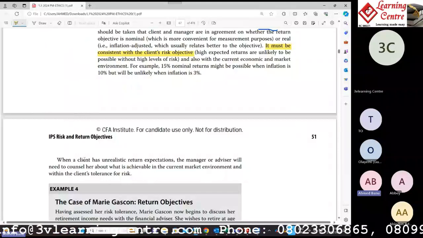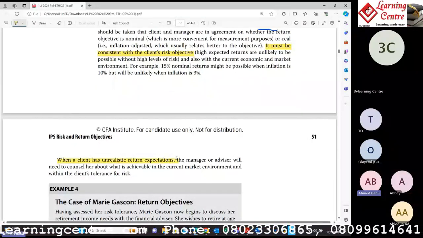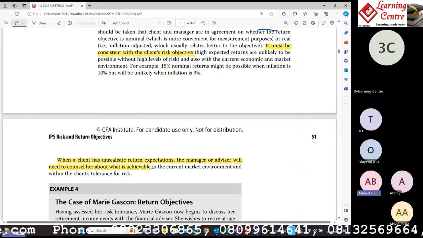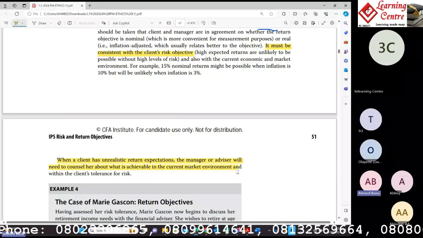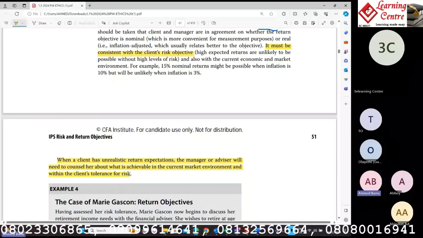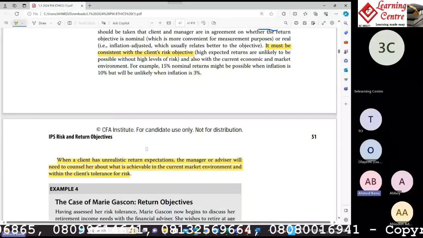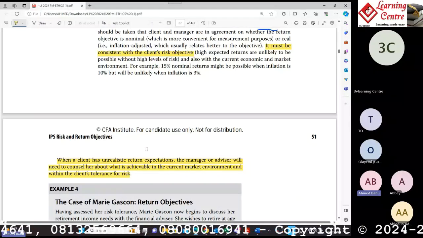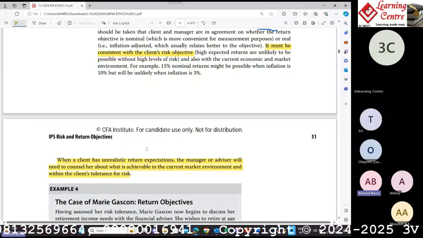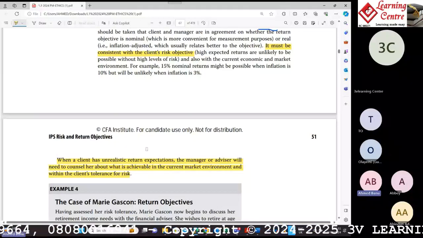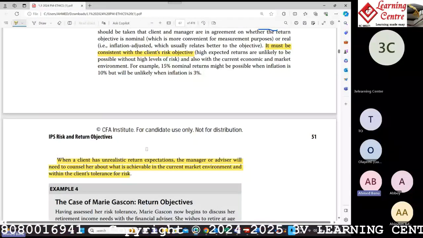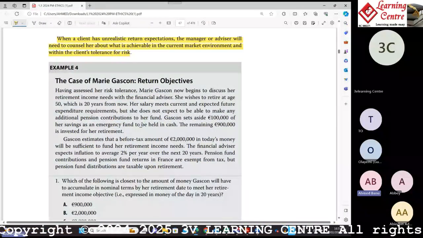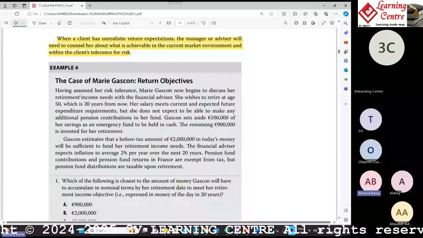But like I said here, when a client has unrealistic return expectations, the manager or advisor will need to counsel her about what is achievable in the current market environment and within the client's risk tolerance. So very important. You need to tell her you cannot get this. There's nothing that will give us 21%. And also we need to tell them that since your risk tolerance is low, it will be hard for us to be chasing risk, because if money goes, there will be a problem. So this is a typical example again that we can look at.